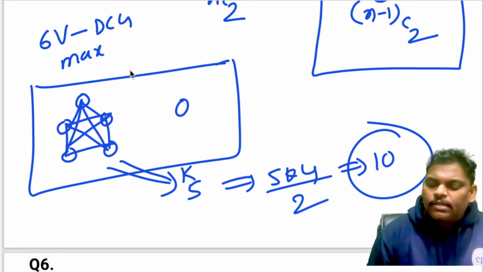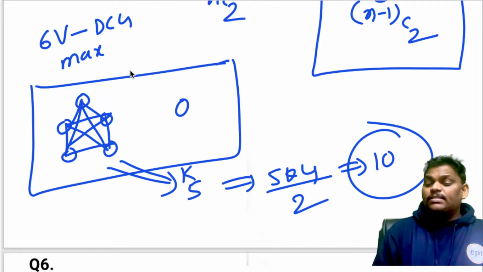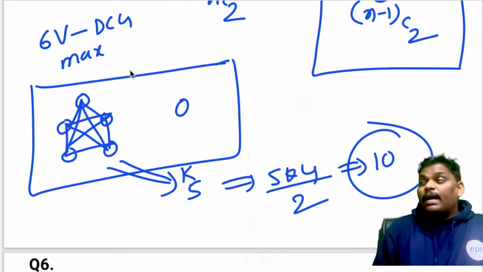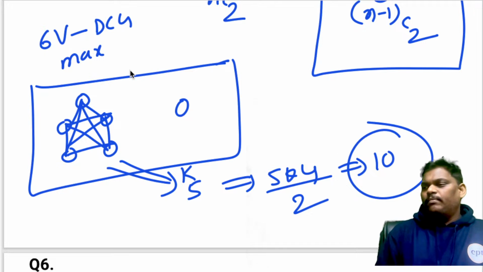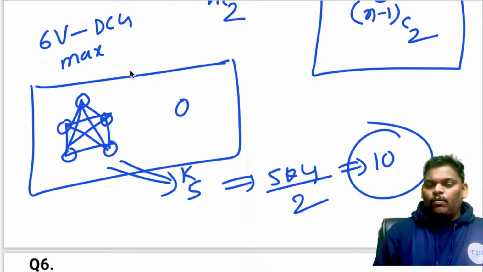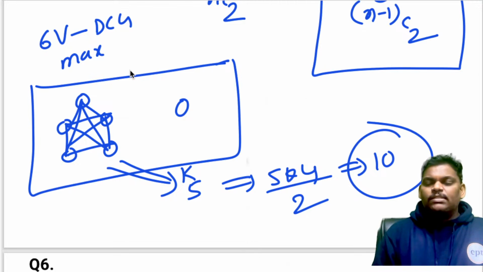The total is a disconnected graph and you want maximum edges. Connected maximum is n into n minus 1 by 2. Disconnected maximum: keep one vertex outside.